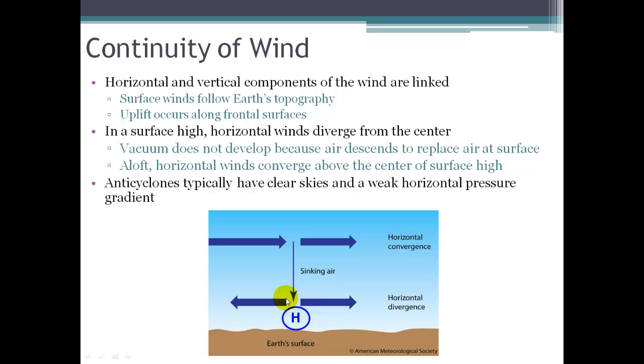And then it could create a vacuum here, but what happens is air from higher up in the atmosphere sinks down to fill that gap. So with a surface high pressure cell, if we were to look at the circulation in the vertical above that high pressure cell, we would have sinking air. Sinking air is not conducive to cloud formation, so we typically have fair weather with high pressure cells.